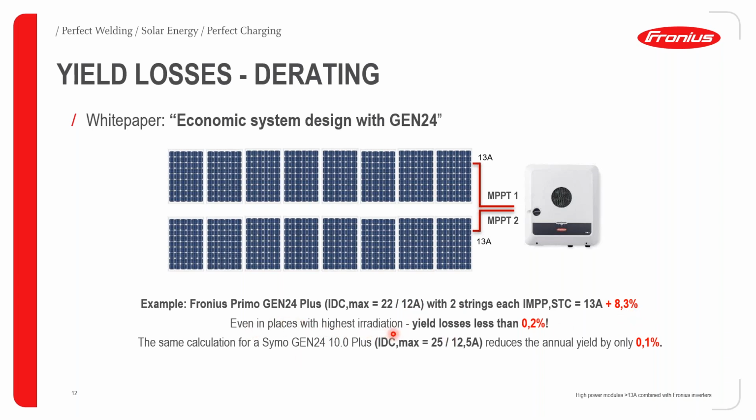However, even in places with the highest irradiation, the actual yield losses with this kind of connection are going to be less than 0.2%. So it's a question of you deciding whether this 0.2% in yield losses really makes a lot of difference or not. The same calculation can also be done for the Symo Gen 24 Plus, the 10 kilowatt inverter. So this one comparatively has 25 amps for MPPT1 and 12.5 amps for MPPT2. So the reduction in the annual yield, if you're using also this kind of module with 13 amps, is going to be only about 0.1%.